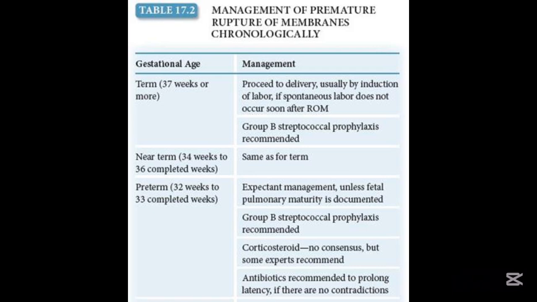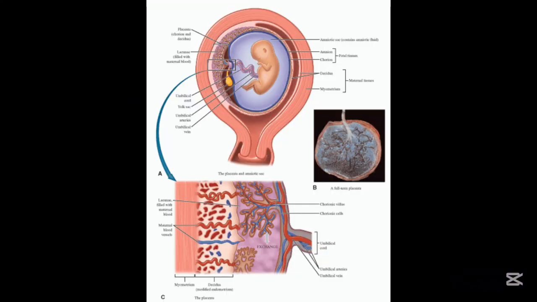So how do you prevent this? Prompt treatment of genitourinary infections, avoid unnecessary vaginal procedures, and ensure adequate antenatal care and nutrition. You have to avoid smoking. Cervical cerclage for incompetent cervix is indicated, and you also give prophylactic antibiotics in high-risk women.